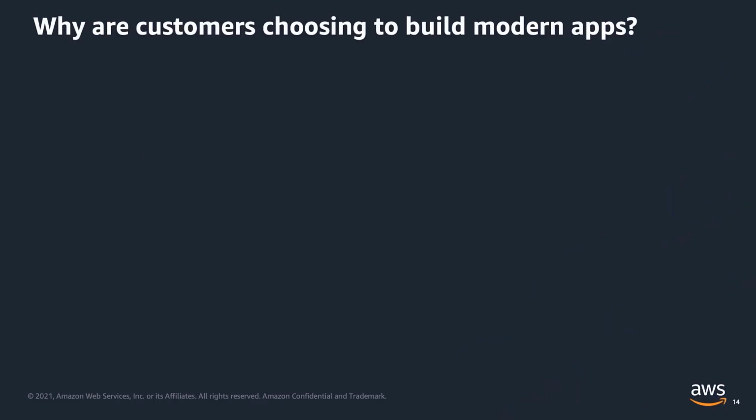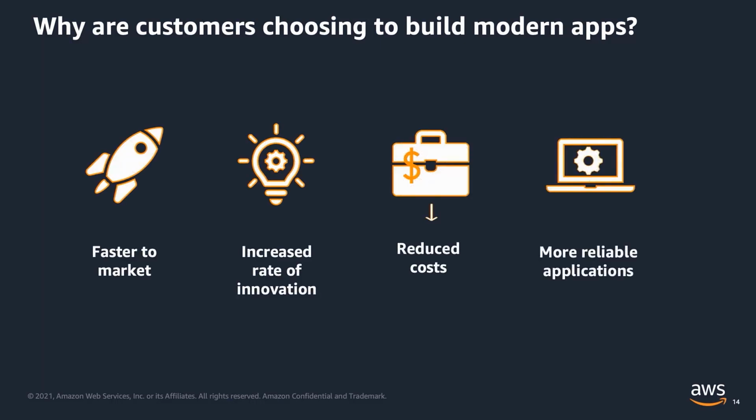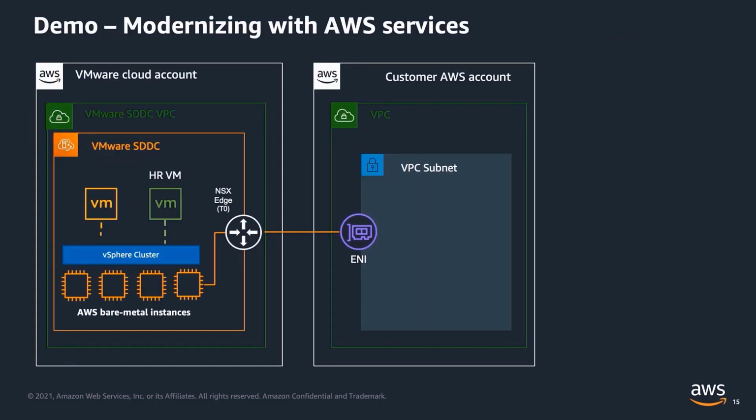But we've got to ask ourselves, why are customers choosing to build modern applications? Customers want the ability to go faster to market. They want increased innovation by using AWS services. They want to reduce cost and just pay for those services or products that they really use. And they want more reliable applications by utilizing AWS's Well-Architected Framework.